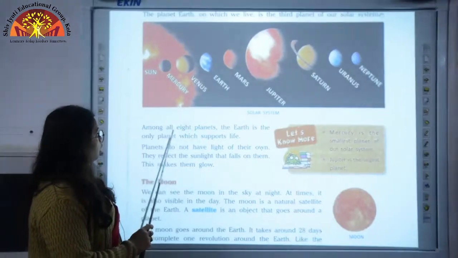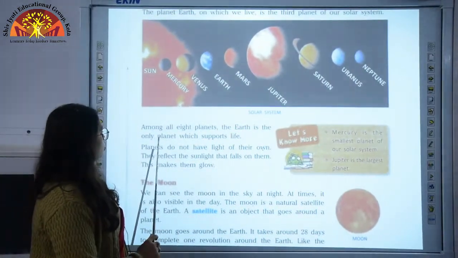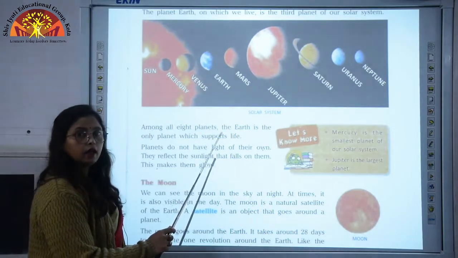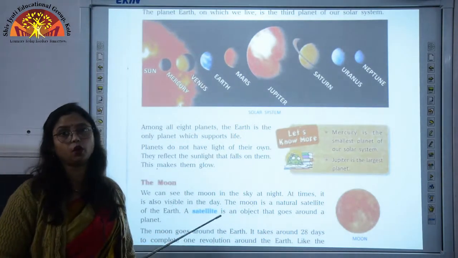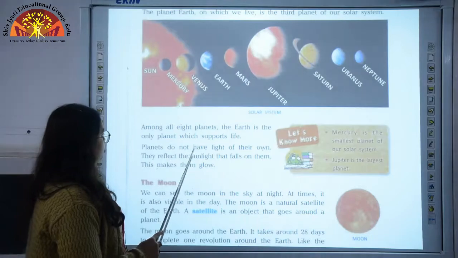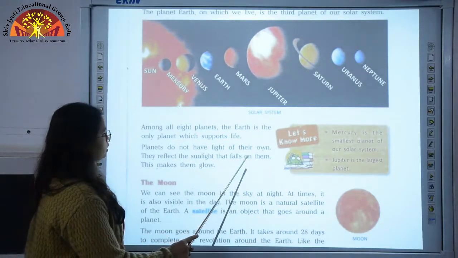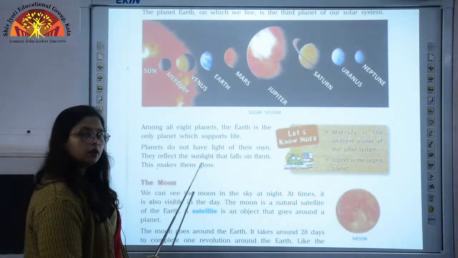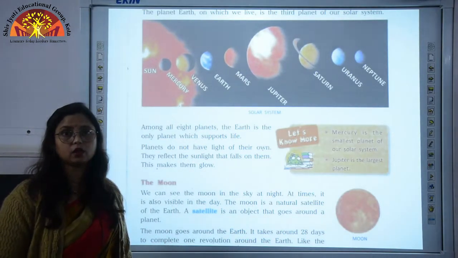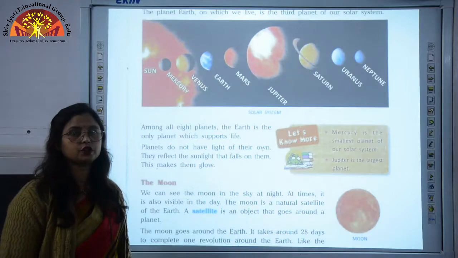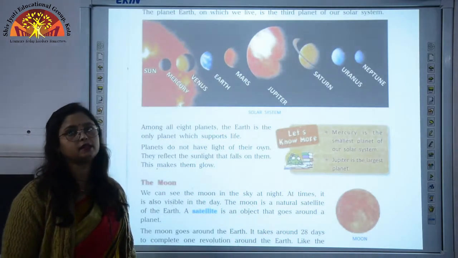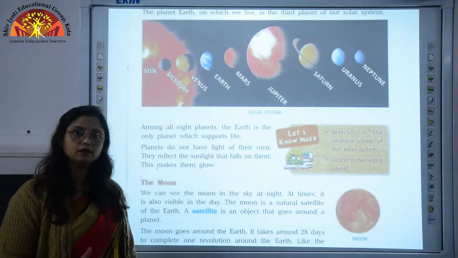Now among all 8 planets, the Earth is the only planet which supports life. That is why we are living on Earth. Planets do not have light of their own. They reflect the sunlight that falls on them. This makes them glow. So children, how do planets glow? They reflect the light which is falling on them, and this light is the light of the sun.